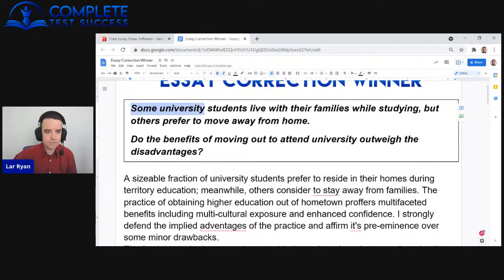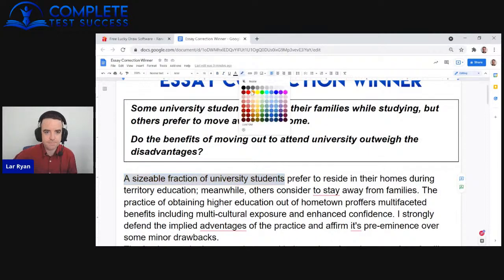So straight away, some university students, a sizable fraction of university students. So straight away, that's inaccurate.